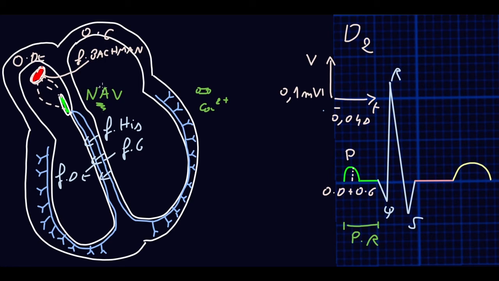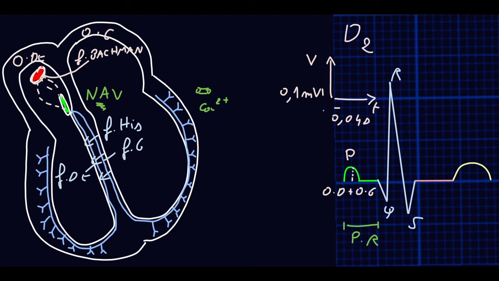Also, at the same time, we have the repolarization of the atrium. But the repolarization of the atrium will be hidden by the depolarization of the ventricle. Why? Because we have more ventricular cells than atrial cells. That's why the QRS complex hides the repolarization of the atrium.